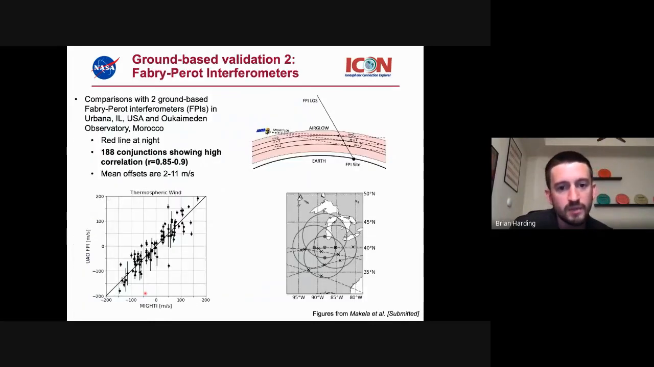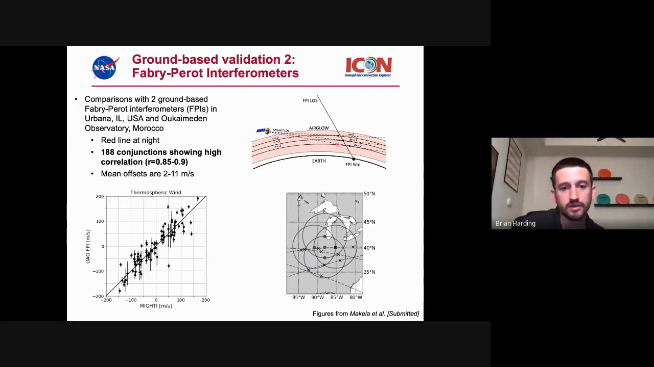So secondly, this is some work by Jonathan Makela at the University of Illinois. And this is the same idea, except instead of meteor radars, we're comparing with Fabry-Perot interferometers. These are Fabry-Perot interferometers, they're not Michelsons, but it's a similar idea. You measure the Doppler shift of the airglow. Here's one from the ground. So looking up from the ground, you measure an altitude weighted wind, because you can't resolve the altitude profile from the ground. But MIGHTY can, right? MIGHTY can actually resolve the altitude profile.